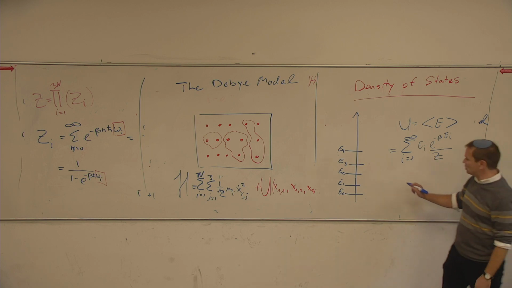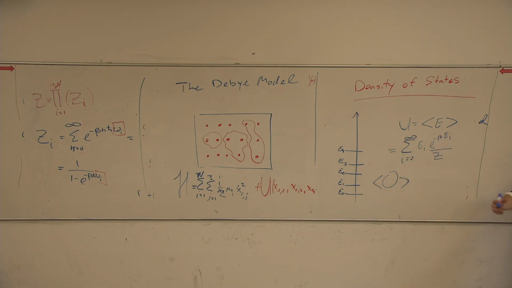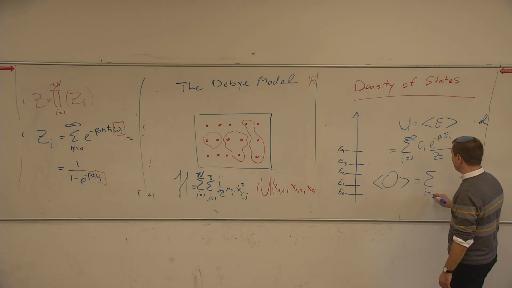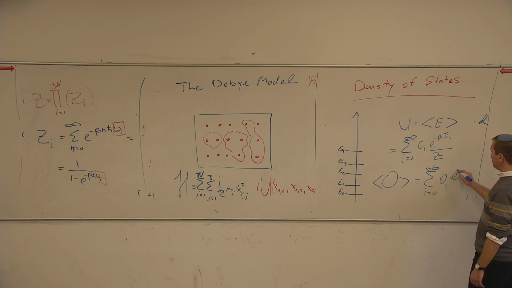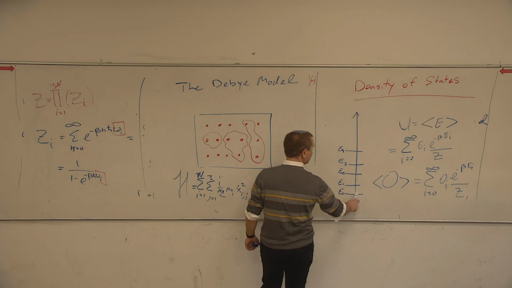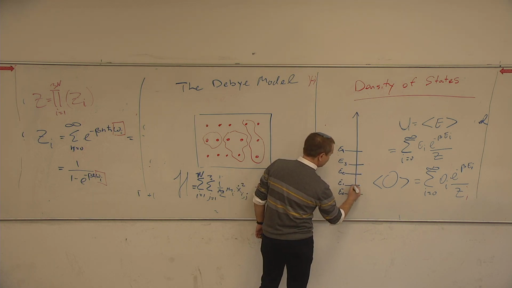In general, if I want to obtain an average value of some quantity O, again, as we've seen before, it is the sum over all the states from 0 to infinity of Oi e to the minus beta Ei divided by Z. It's the same, and this is what we have used so far. It's very easy. You just need to count all the energies, and we have a sum over here. Now, but what happens if instead of a discrete spectrum, I have a continuum spectrum?